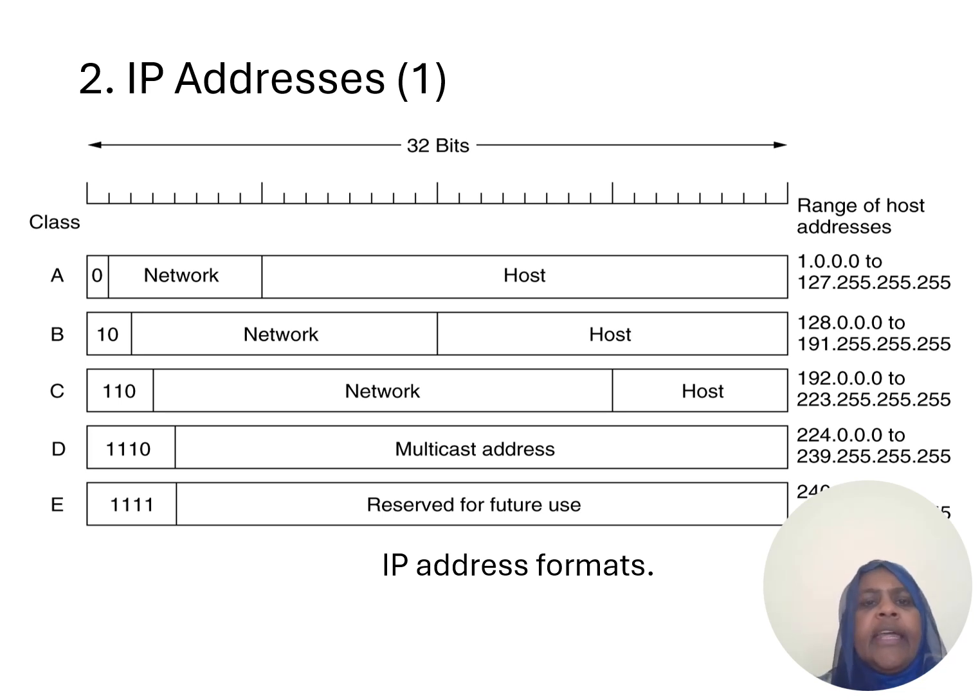That means A has the smallest number of networks with the most number of hosts per network, and C has the largest number of networks with the smallest number of hosts per network. D is for multicasting. E is reserved for future uses.